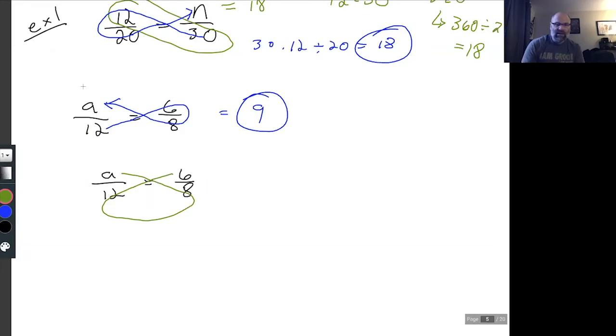All right, let's try another one. Since you guys have your paper out now, let's try this one. 14/21 equals C over 15. So let's find C. This might take you a minute, multiplying, dividing, but you can do it.